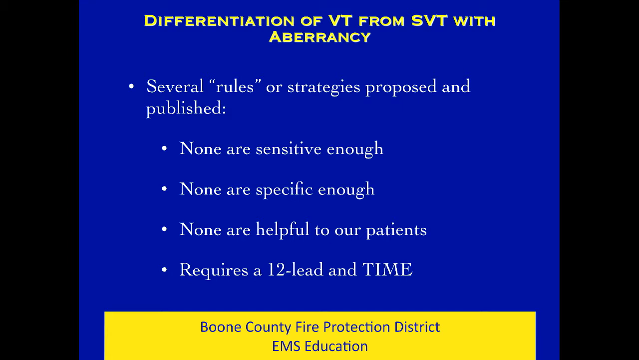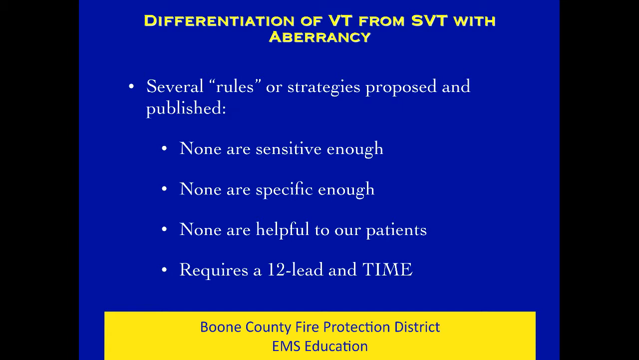So then differentiating V-tach from SVT with aberrant conduction. There are some folks out there that have come up with some rules, again in quotes, and possible ways to differentiate the two. We don't think it's unimportant. We just don't believe there's a rule that's good enough for us to use yet. So it doesn't really matter which it is. We're going to try adenosine first if it's monomorphic. If it's polymorphic, we're going to go right to amio.